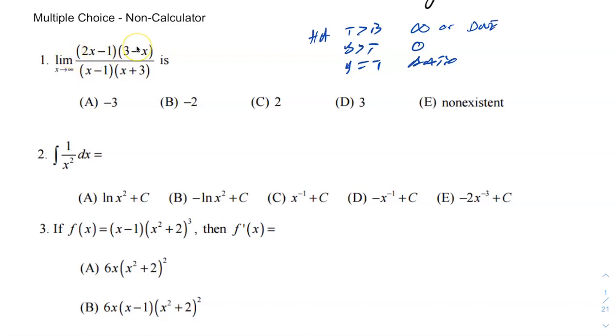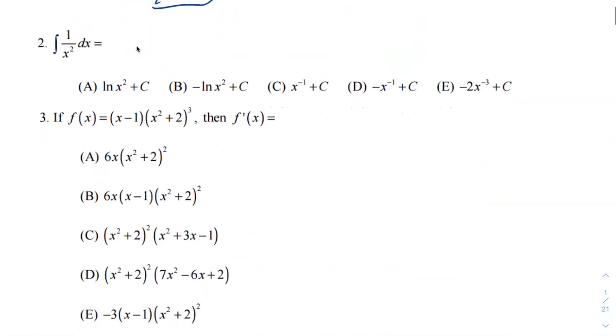So look at this one. They're trying to trick you. Let's just multiply the x's together. We get negative 2x squared. Multiply the x's together here, you get x squared. So it's a ratio, which is negative 2. So B.